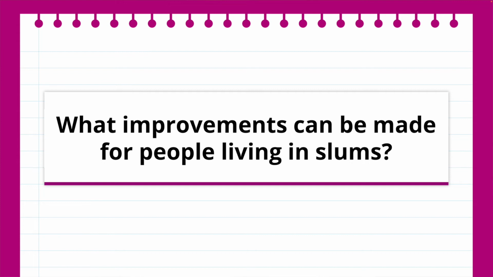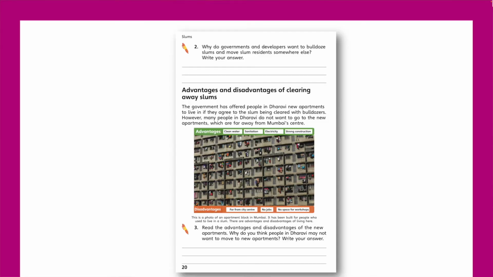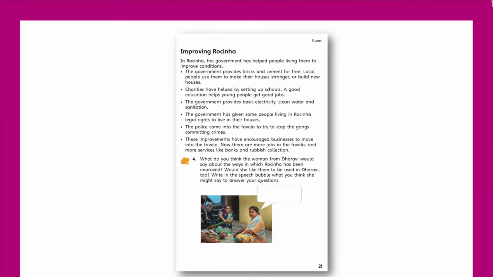Lesson 4 asks, what improvements can be made for people living in slums? The impetus from some governments and developers to clear away slums is explored, and some of the advantages and disadvantages of rehousing people living there. Specific government improvements to the living conditions of people in Rocinha is also explored, such as providing free bricks and cement and addressing crime through policing.